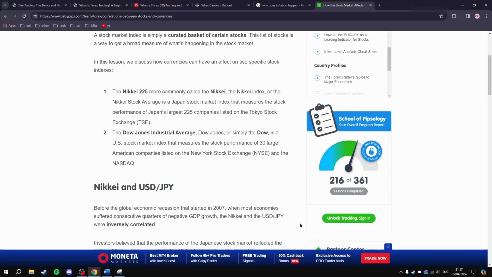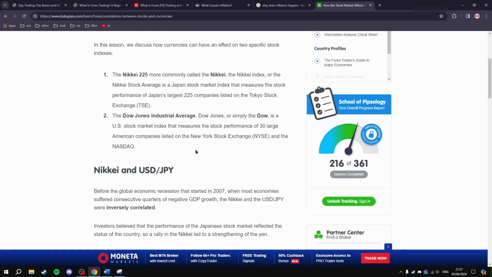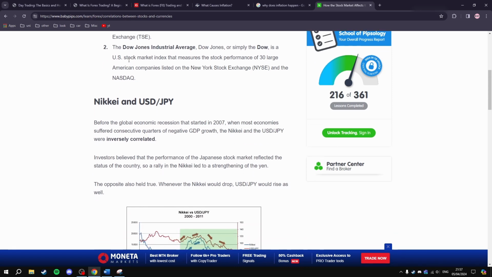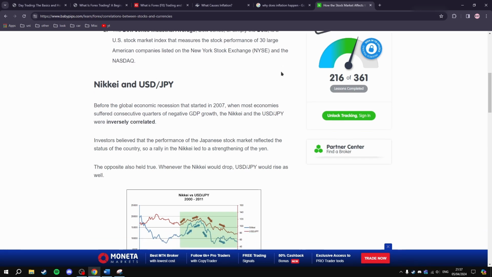In this lesson, we'll discuss how currencies can have an effect on two specific stock indexes. The Nikkei 225, more commonly called the Nikkei index, or the Nikkei stock average, is a Japan stock market index that measures the stock performance of Japan's largest 225 companies listed on Tokyo Stock Exchange. The Dow Jones Industrial Average, Dow Jones, or simply the Dow, is a US stock market index that measures the stock performance of 30 large American companies listed on New York Stock Exchange and the Nasdaq.